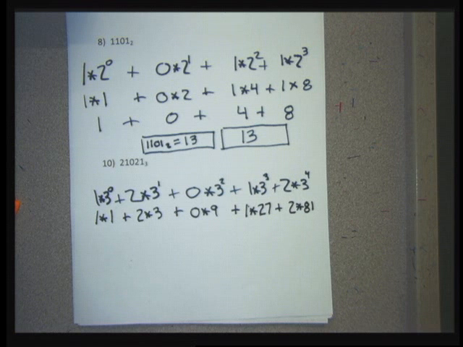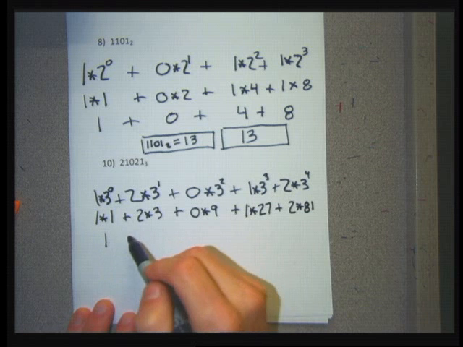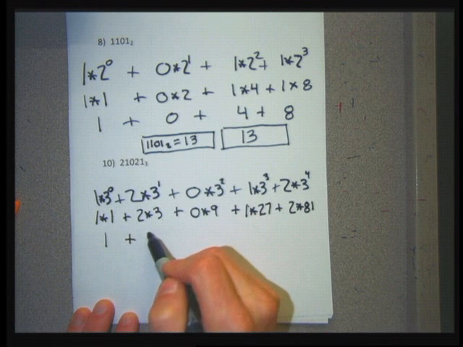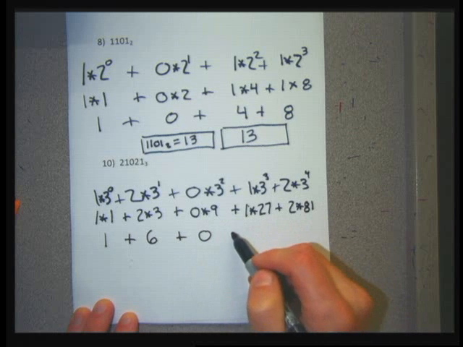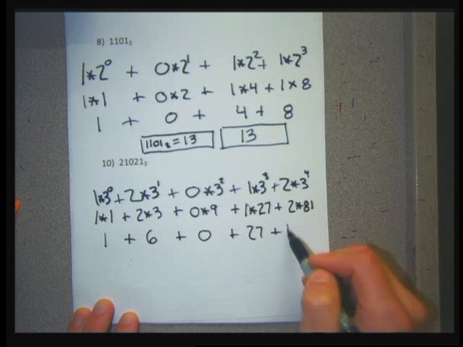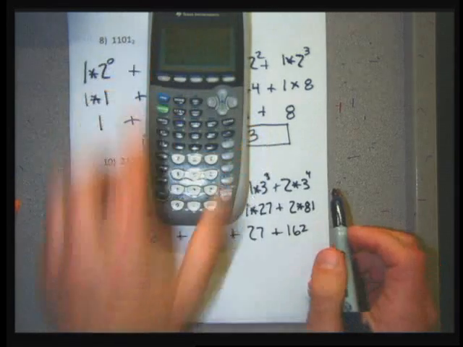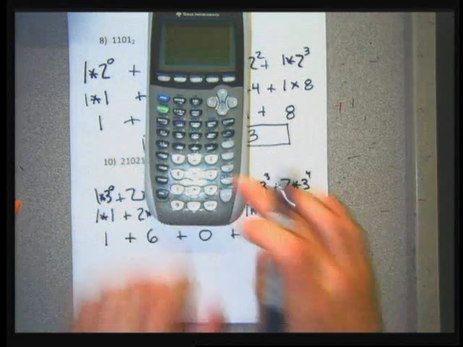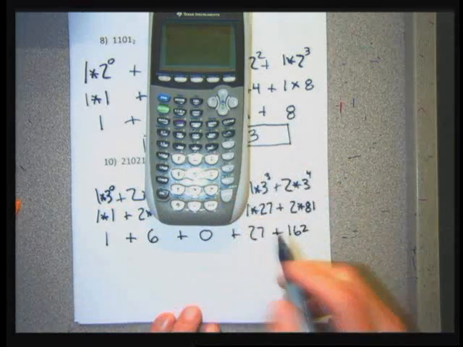So I set my problem up that needed to be solved with the exponents. Order of operations wants me to do exponents first, multiplication second. So I do the multiplication. 1 times 1 is 1. 2 times 3 is 6. 0 times 9 is 0. 1 times 27 is 27. 2 times 81 is 162. Now I add these numbers together, and that's calculator worthy. So I'll just go 1 plus 6 plus 27 plus 162, and I get 196.